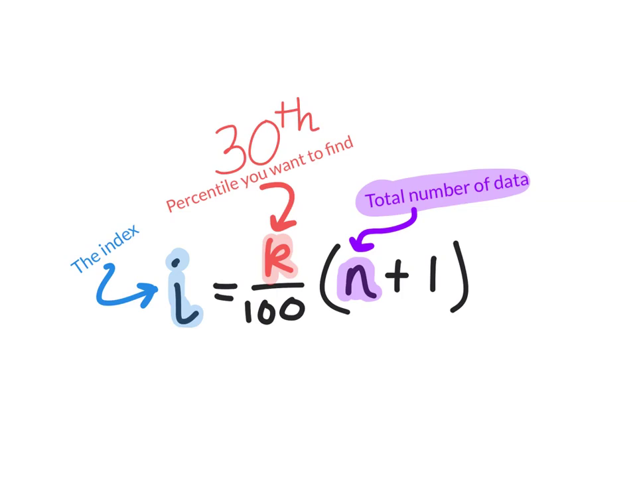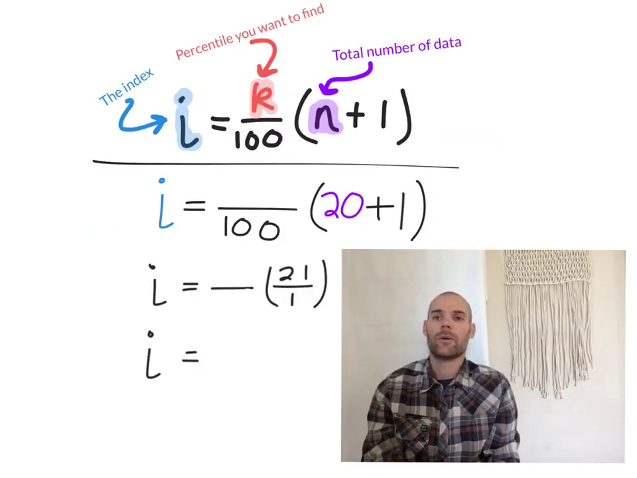And we do know that. We do know that we had 20 data entries, so we know that that's going to go there. And the index, well, that's going to be kind of like what we're trying to find. That's kind of how far in we need to go into our data set in order to find where that 30th percentile will be.